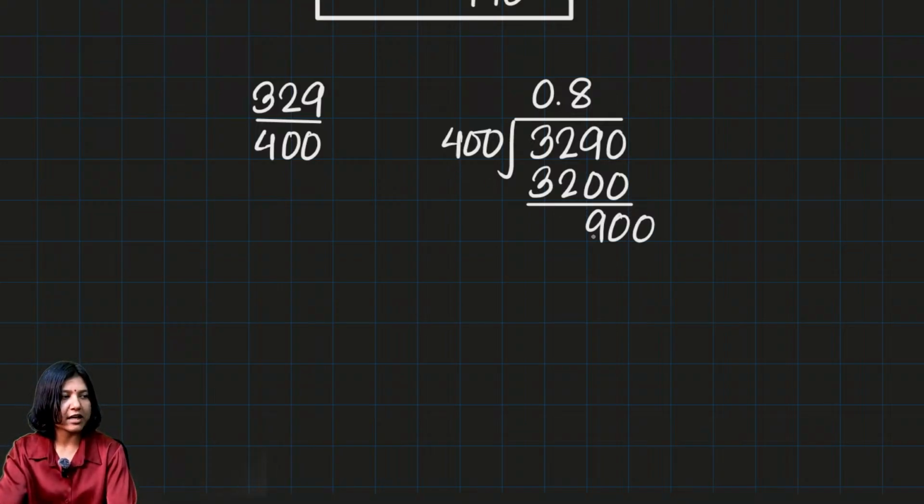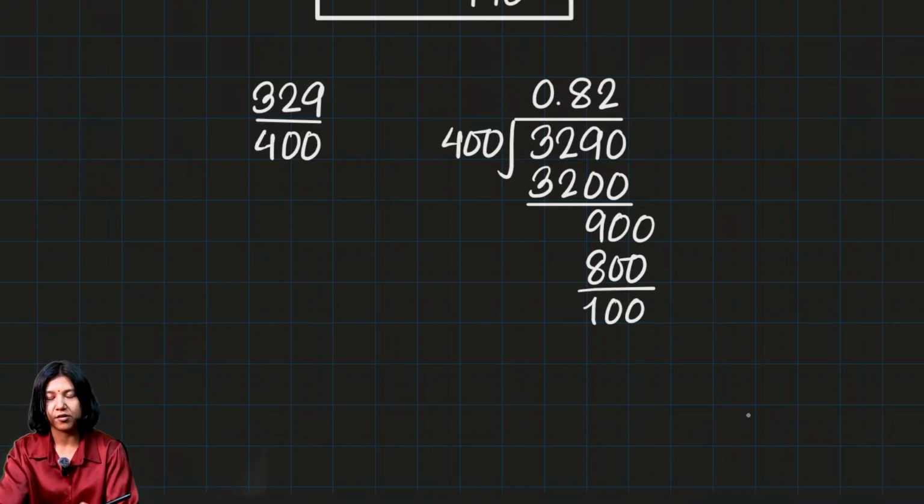Now 4 times how much is 9, or nearest to 9? 4 times 2 is 8. So 400 times 2 is 800. Gives me 100 as the decimal or the remainder. Another 0 I'll put.